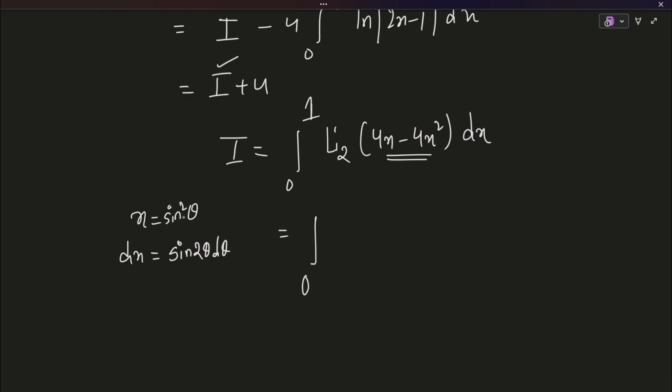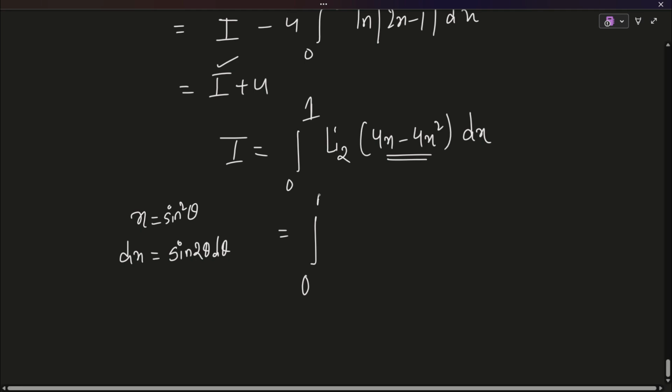So for x equals 1, theta should be pi by 2, right? Now we have Li2, and inside we will get 4x into (1 minus x), which is 4 sine square theta into (1 minus sine square theta), which is nothing but cos square theta. And in dx we have sine 2 theta d theta.